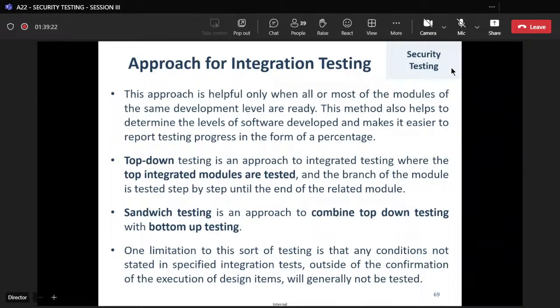And one limitation to this sort of testing is that any conditions not stated in the specified integration tests, outside the confirmation test, will not be tested at all. So that will not be tested. That is one of the limitations.